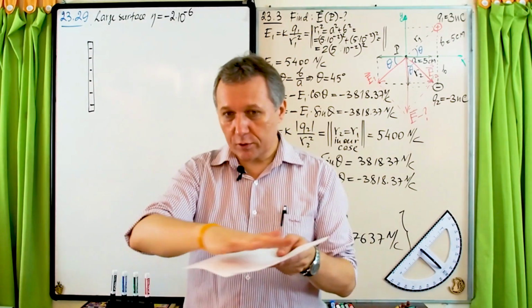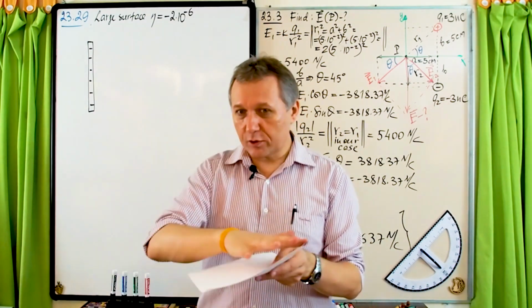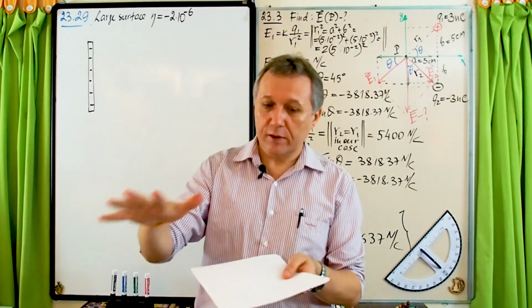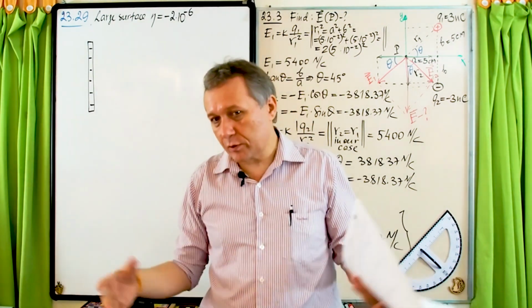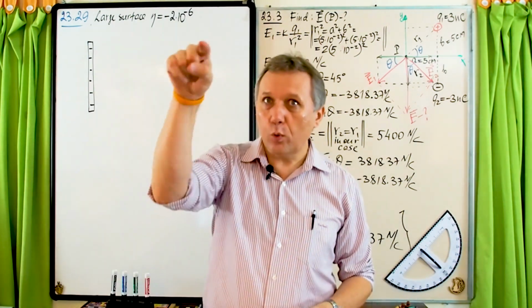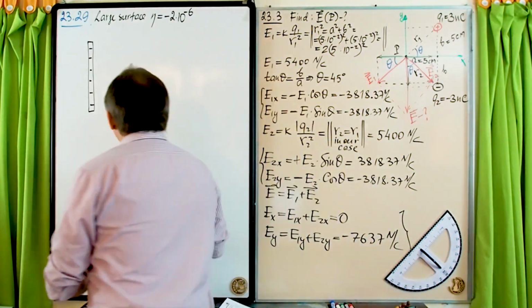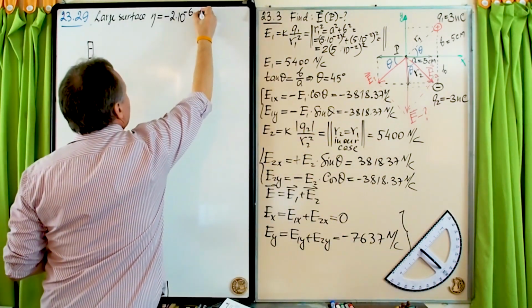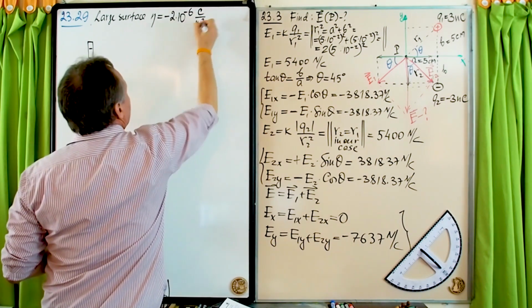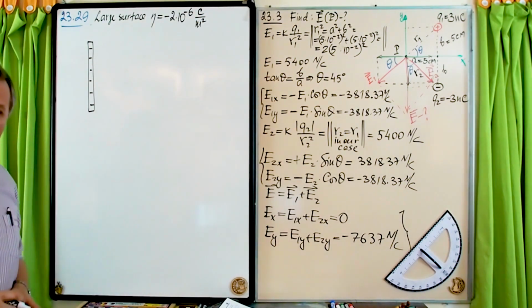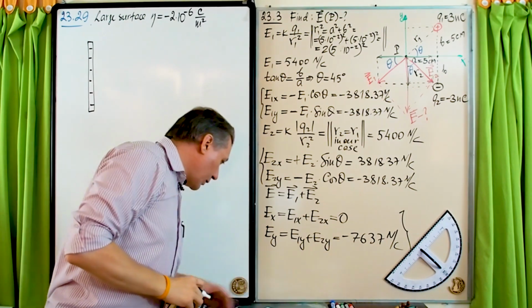You remember how we can find surface charge density? If you know the total charge on the surface, you take the charge divided by the total surface area, and that will be the surface charge density. So it should be coulombs divided by square meters, coulombs divided by meters to the power of 2. So these are the units. Then what else is given?